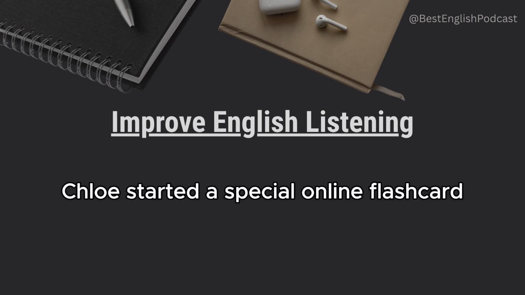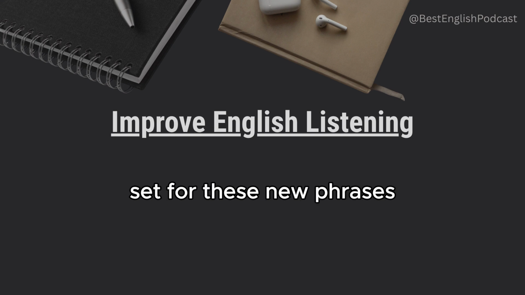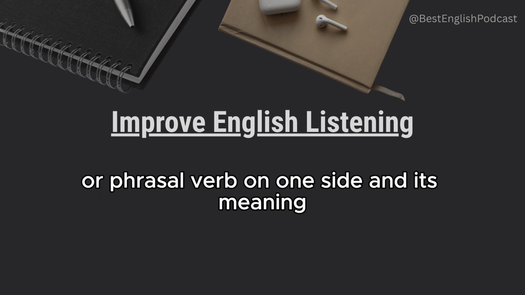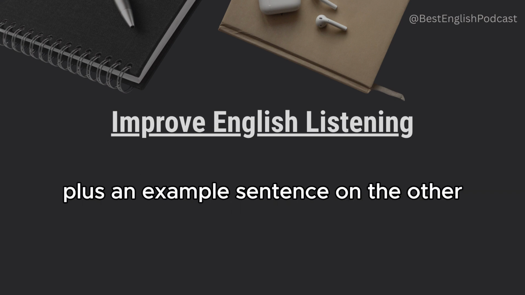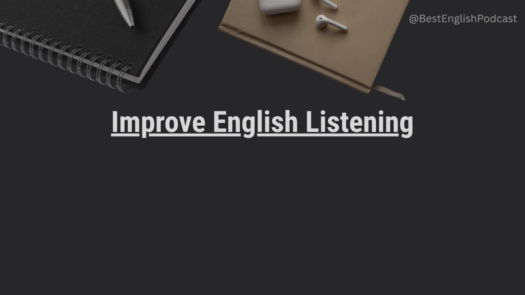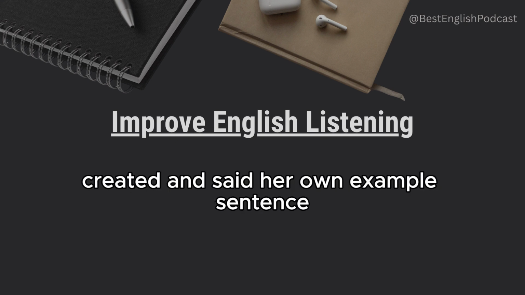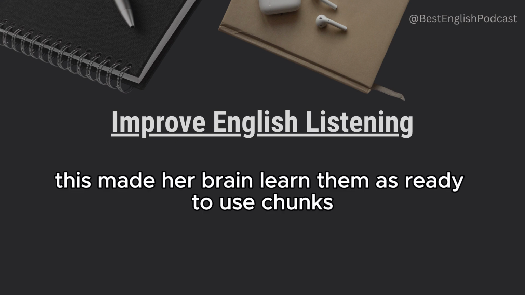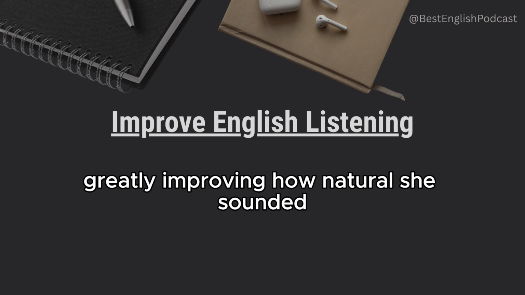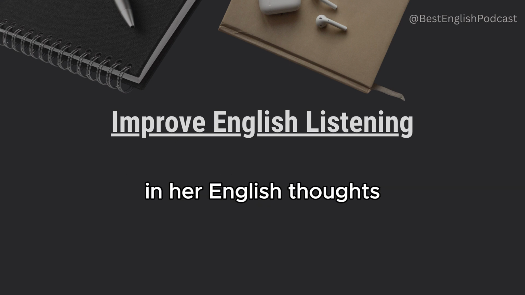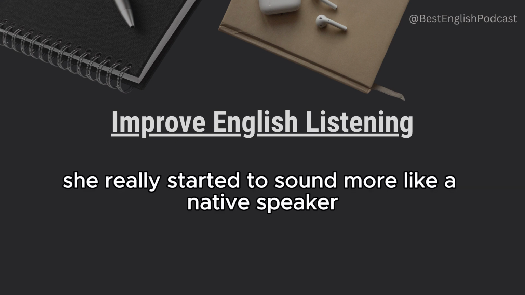Chloe started a special online flashcard set for these new phrases, not just single words. She put the idiom or phrasal verb on one side and its meaning plus an example sentence on the other. Very importantly, she then actively created and said her own example sentence out loud. This made her brain learn them as ready-to-use chunks, greatly improving how natural she sounded and greatly reducing times she stopped to think in her English thoughts and conversations. She really started to sound more like a native speaker.